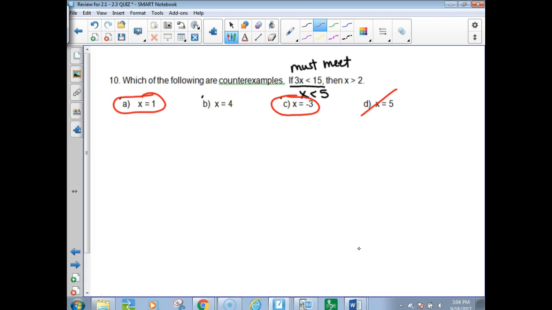What I want you to understand is that a counterexample must meet being less than 5, the hypothesis, and it must not meet the conclusion. Then it's a counterexample.